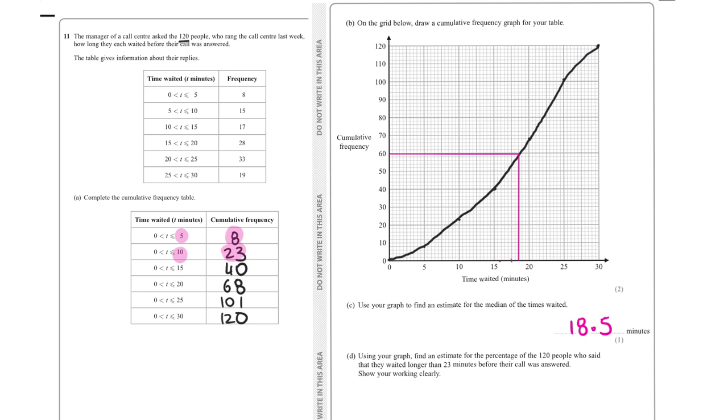Right, the next one says using your graph. Now this one, you can see it says use your graph. You definitely have to show, using your graph, you have to show ruler lines. Find an estimate for the percentage of 120 people who said that they waited longer than 23 minutes. Okay, where is 23 minutes? It's just all through 23, 6 out of 12. Yeah, it is 6 in.